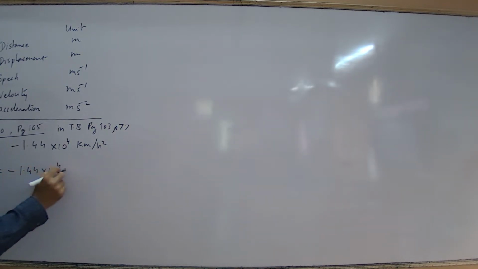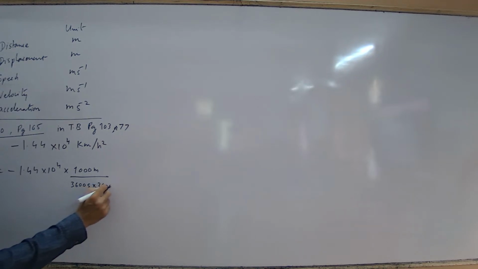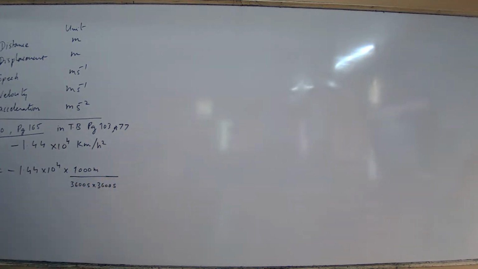Kilometer is 1000 meter. Hour is hour into hour. So 3600 second into 3600 second. Got it? This is what you will do. Because hour is squared. So 1 hour is 3600 second. So hour into hour is 3600 second into 3600 second in the denominator.